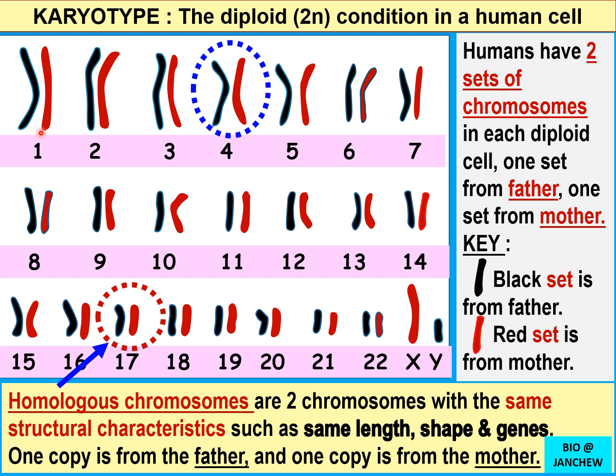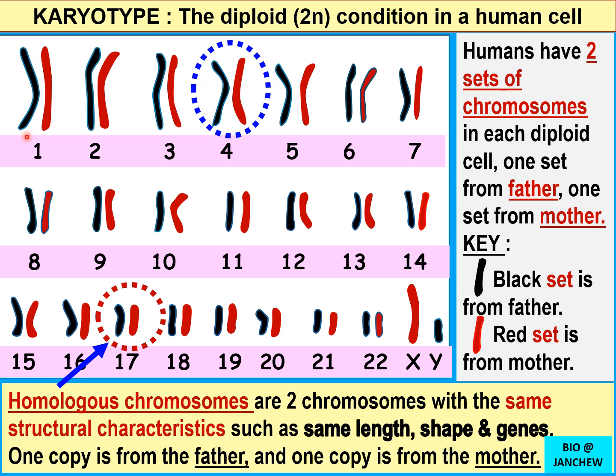So these 2 chromosomes that have the same length and shape, and they also carry the same type of genes, are called a pair of homologous chromosomes. The word homo here means the same. So a pair of homologous chromosomes are 2 chromosomes with the same structural characteristics, such as the same length, shape, and type of genes. And one copy is from the father, called the paternal chromosome. The other copy is from the mother, called the maternal chromosome. Okay?